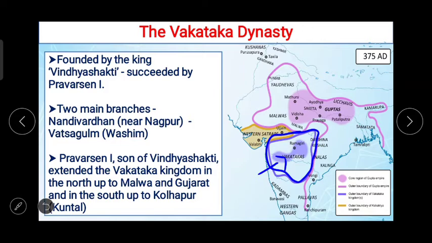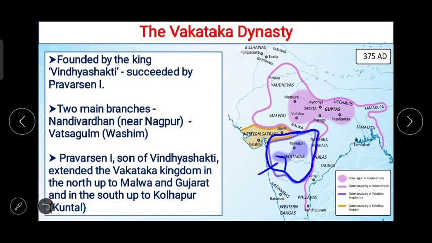this one, Vakatakas. The power of the Satavahanas began to weaken by the 3rd century CE. Among the dynasties that emerged after that, the Vakataka was a powerful dynasty. Now, what we learned in the previous point: as the Mauryan Empire began to decline, independent kings started their rule in Madhya Pradesh, Maharashtra and different places. And in that, a very important one was the Satavahana dynasty.